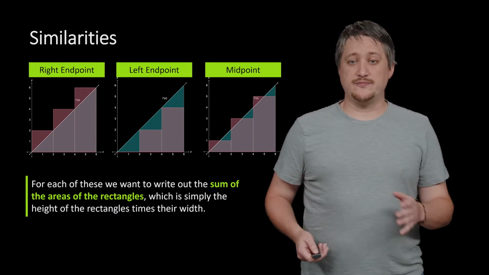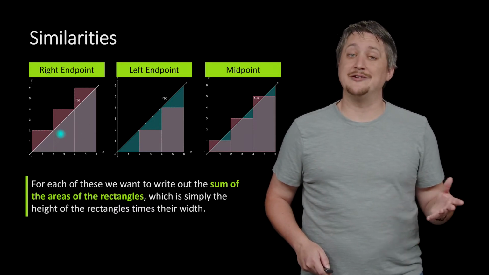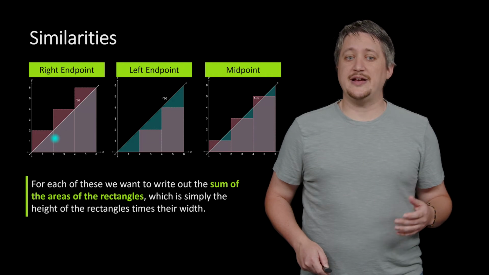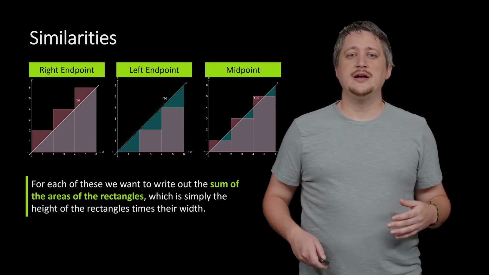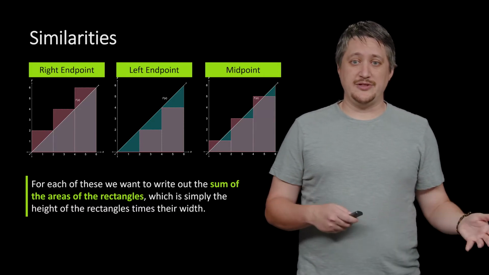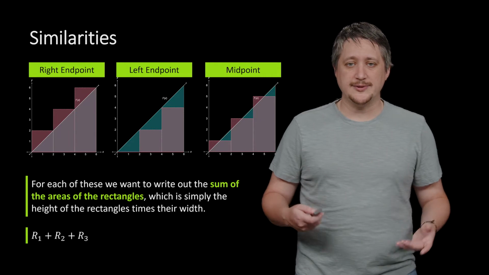So if I call the area of the first rectangle R1, the area of the second rectangle R2, and the area of the third rectangle R3, my goal to get any of these estimates is to add those areas up: R1 plus R2 plus R3.